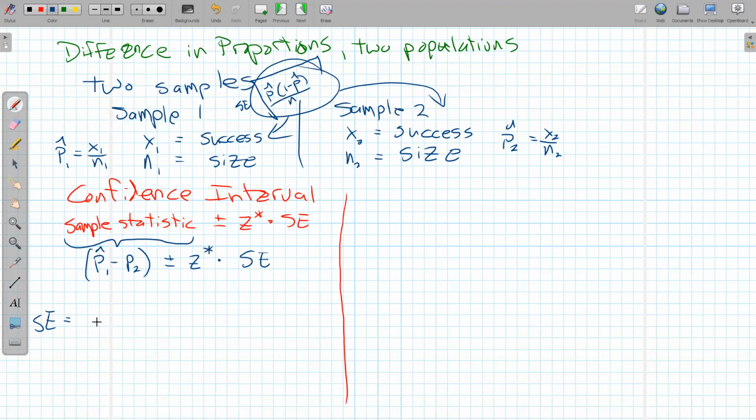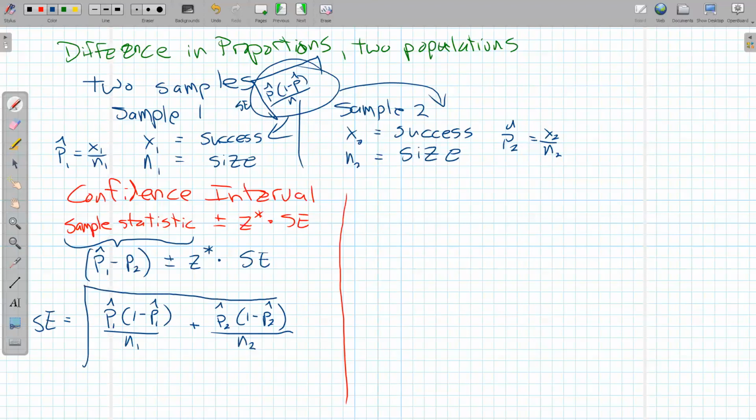The standard error is basically: start by finding the standard error for sample 1. So that would be p1 hat times 1 minus p1 hat over its sample size n1. Now usually we would take the square root right away, but it turns out we don't with two samples. First we combine that with that fraction for sample 2. And then after we add them up, we take the square root.